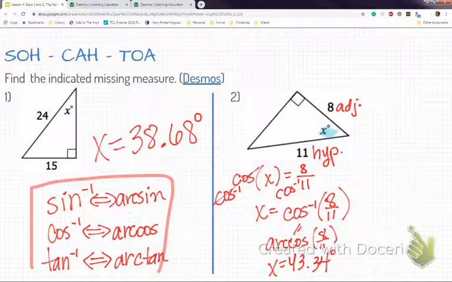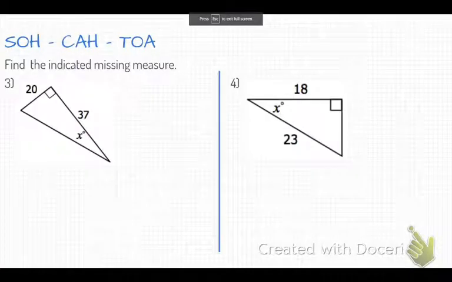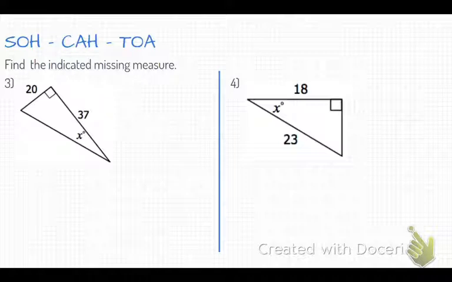Okay, we're going to do our next example. On your next slide, it should have 3 and 4. Your next slide should be 3, right? We're going to start with 3. Okay, this is the picture, right? Yes, example 3. Okay, so we're going to find the indicated missing measures.